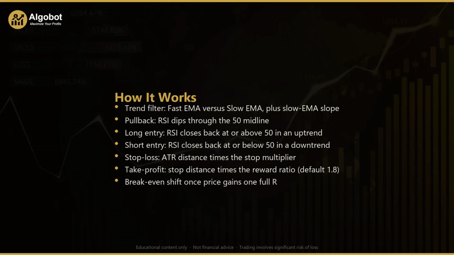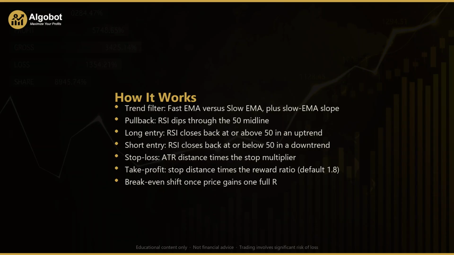With the trend established, the strategy watches the relative strength index for a specific handoff around its 50 midline. In an uptrend, it wants to see RSI dip below 50 on one bar, a shallow pullback where momentum cools, and then close back at or above 50 on the next bar. That reclaim of the midline is the long entry signal. In a downtrend, the mirror applies. RSI rises above 50 and then closes back at or below it, and that is the short signal. Crucially, entries are only taken in the direction of the trend, so the EA is never fighting the larger move.